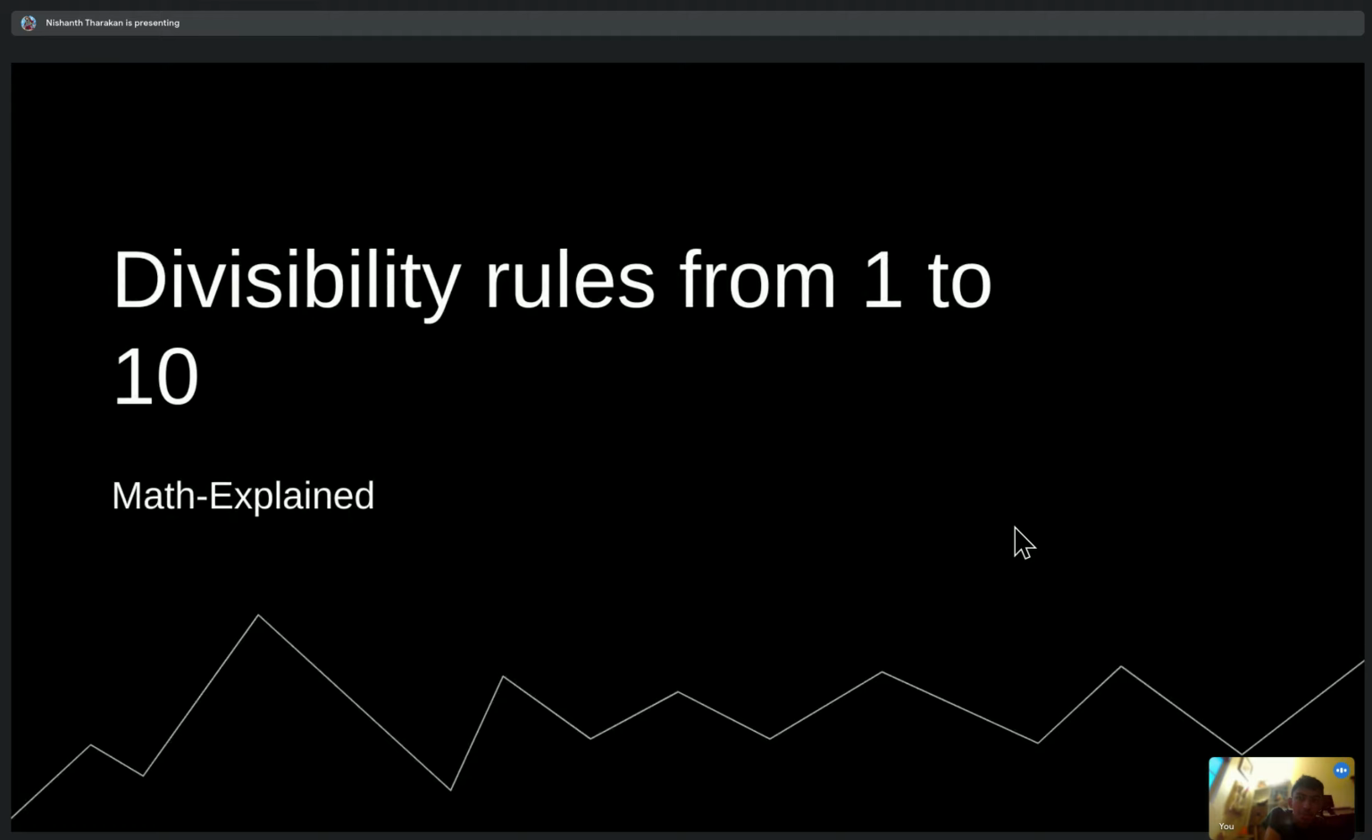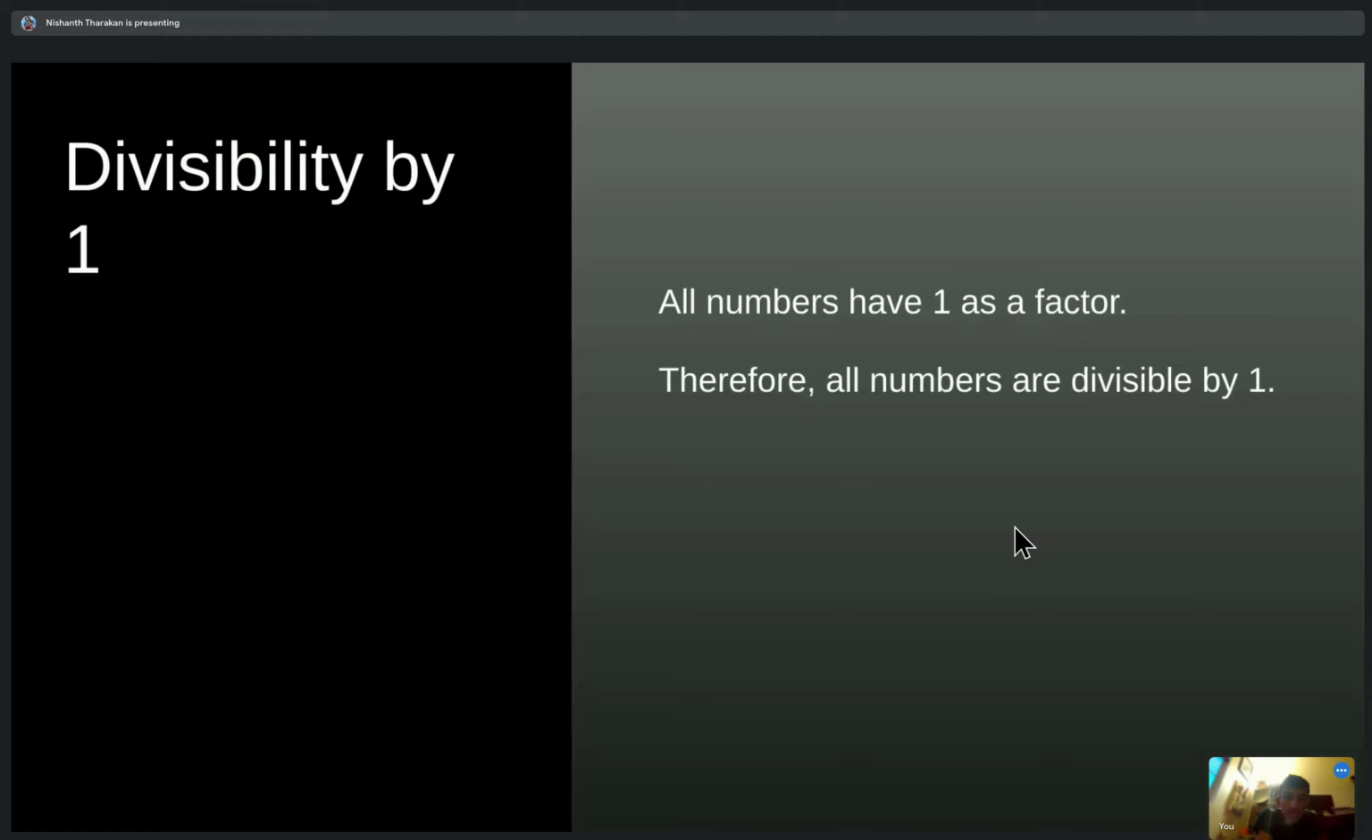Hello, today we'll be going over divisibility rules from 1 to 10. So let's start at 1. Divisibility by 1: all numbers have 1 as a factor, therefore all numbers are divisible by 1. It's the simplest one out of all of these.